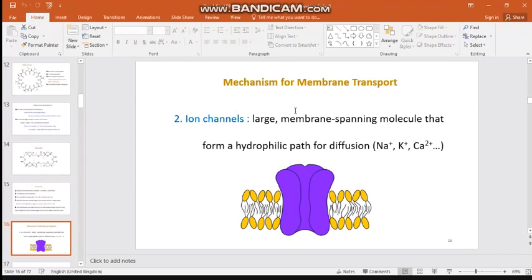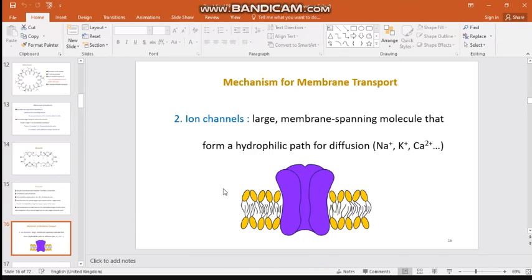Now the mechanism for the membrane: this is the ion channel. It is a large, membrane-spanning molecule. Previously we discussed the ionophores; the second one is the ion channels. A channel is a tube-like structure. Membrane spanning means it will cover the membrane throughout, acting as a connector between the inside and outside of the cell and forming a hydrophilic path.